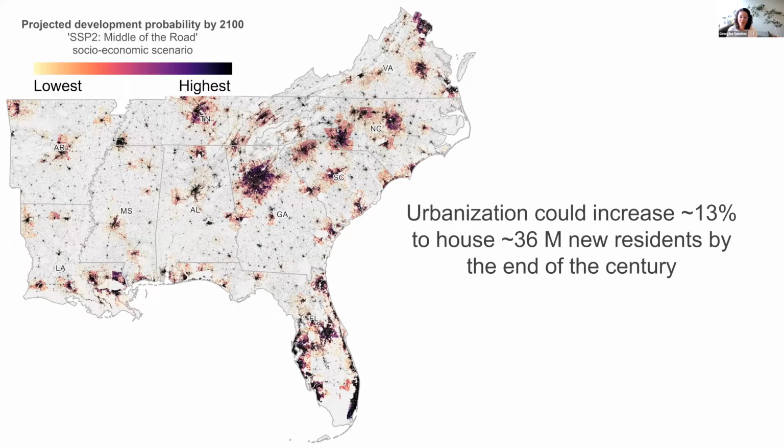The ecological impacts of urbanization are a problem that is especially relevant across the Southeast, where we have low-density urban sprawl as the dominant form of development. Here in this example, I am visualizing development probability by the end of the century. Again, this estimate is computed using Futures. Our projections for a middle-of-the-road socioeconomic scenario suggest about a 13% increase in the size of the urban footprint required to house an additional 36 million residents for this region.